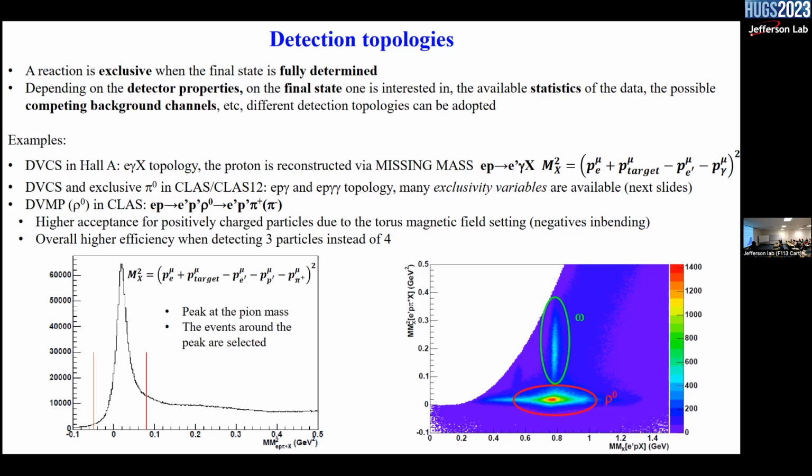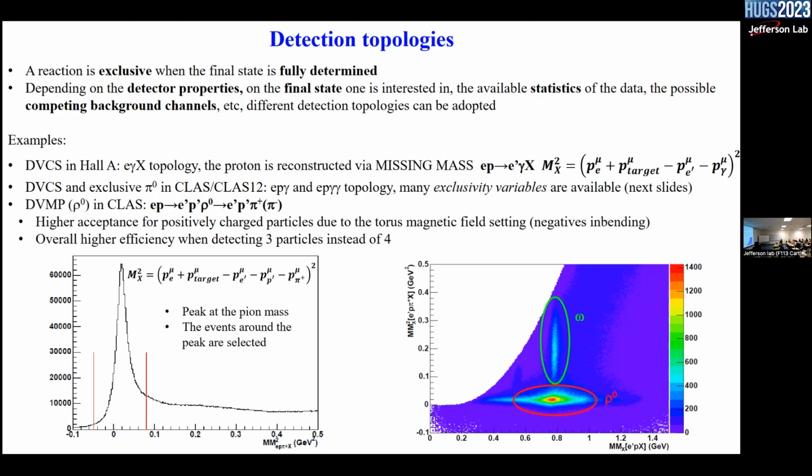So in CLAS, both the DVCS and the exclusive pi zero analysis are done with fully exclusive topology, which is detecting electron, photon, and proton, and for the pi zero, the 2 photons of decay. So what you can do is build a lot of what we call exclusivity variables, because you have a kinematically complete final state, and I'll show it in the next slide.